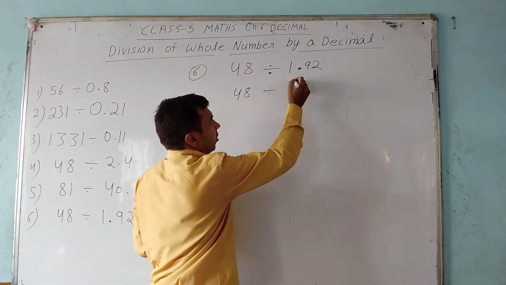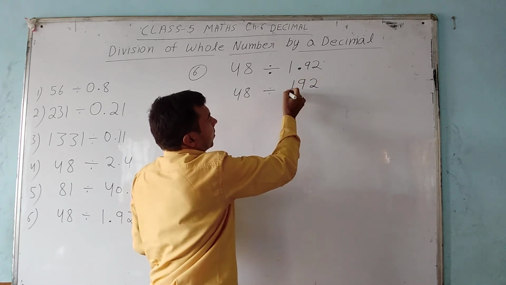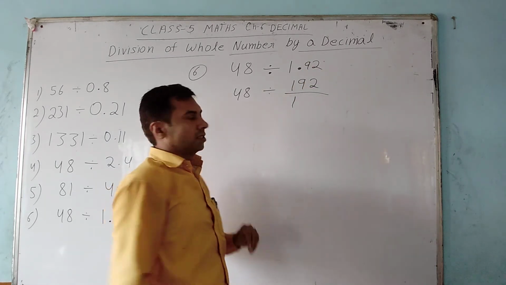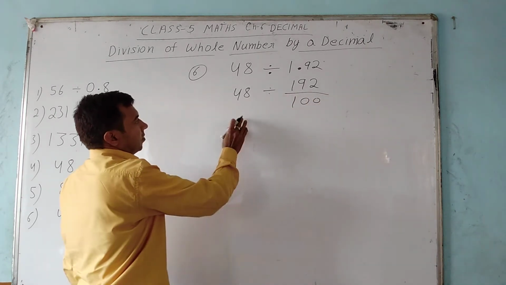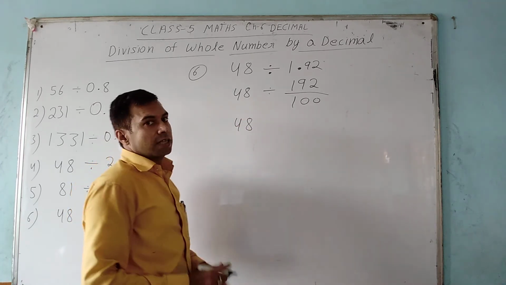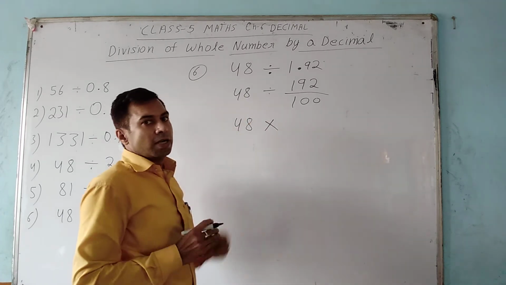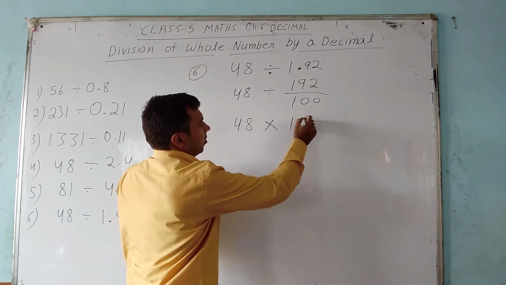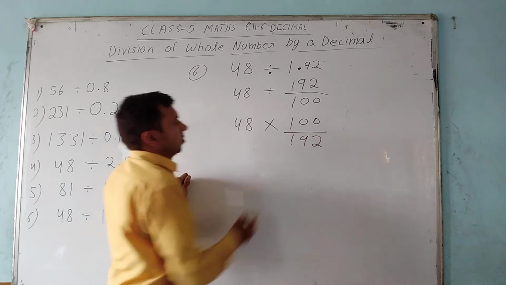We write the number without decimal. 192. By write 1 in denominator. How many decimal places? 2 decimal places. We add 2 0 in denominator. Now, next step, 48. We change the division sign into multiplication sign. As we change the division sign into multiplication sign, what we do? We write the multiplicative inverse of this divisor. 100 by 192.